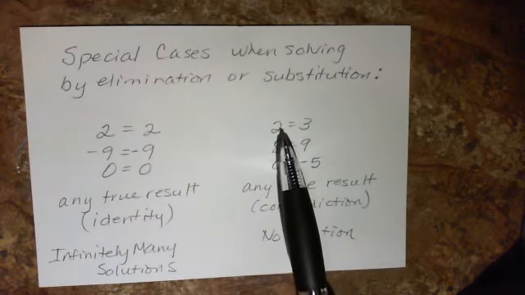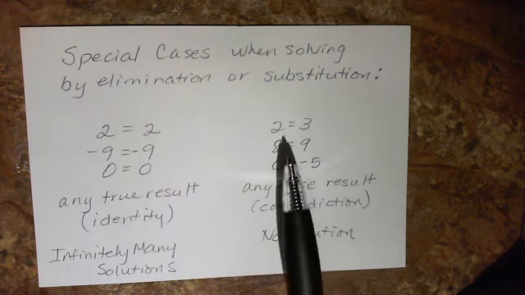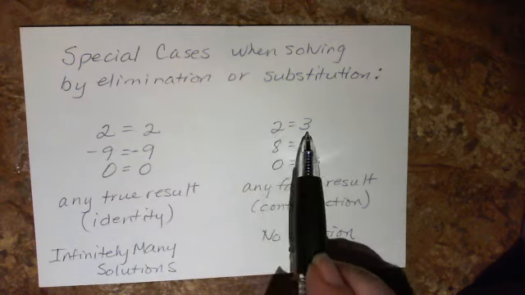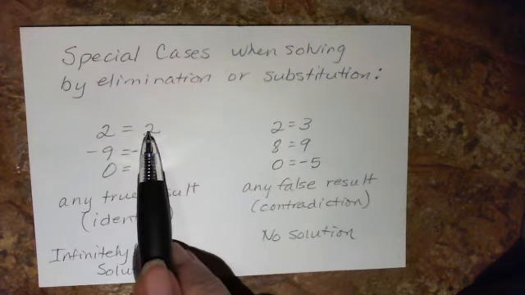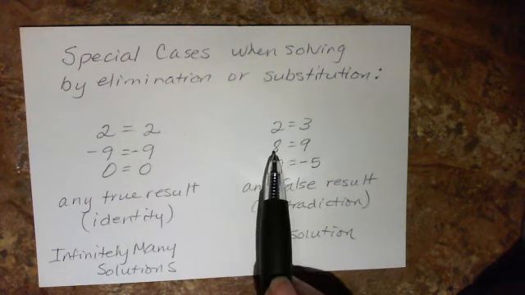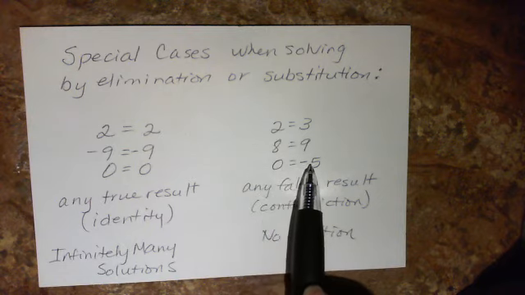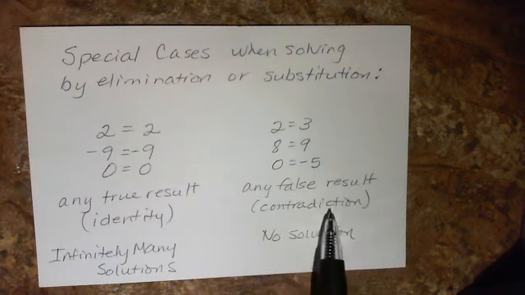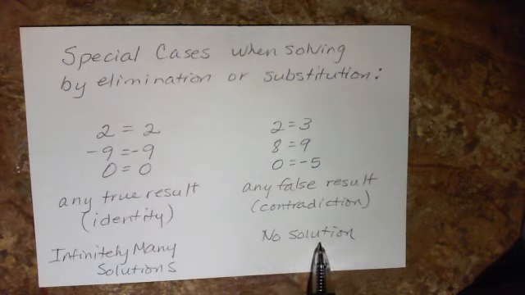The other special case is we're trying to eliminate variables or solve for one or the other, and we get just constants again, but this time they're not true. These are all true. These are not true. 2 equals 3, 8 equals 9, 0 equals negative 5. Those are all false. So any false result, which we call a contradiction, that means there's no solution.